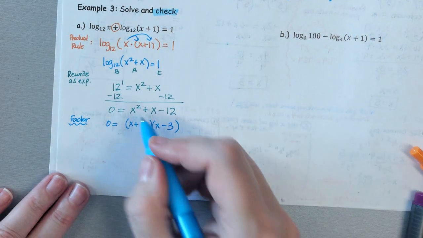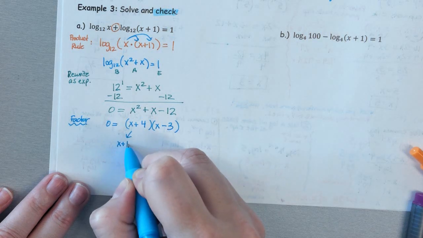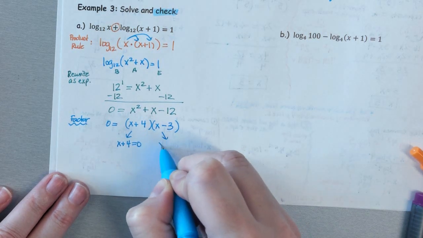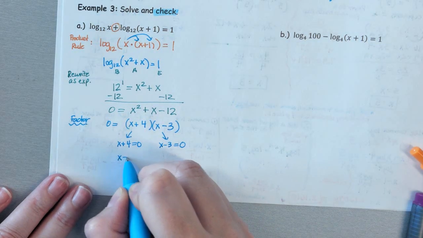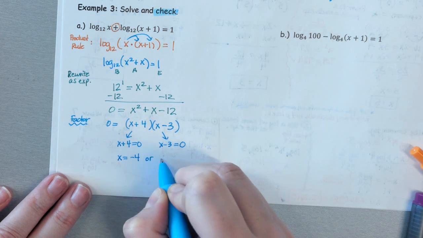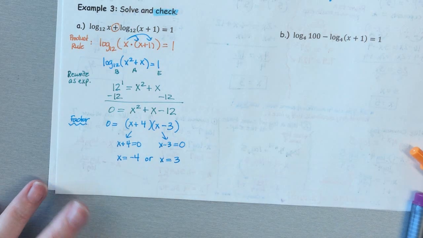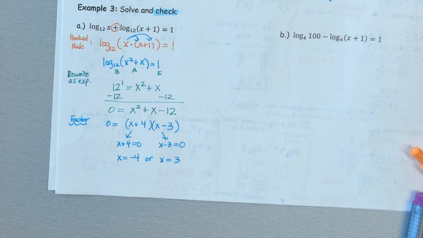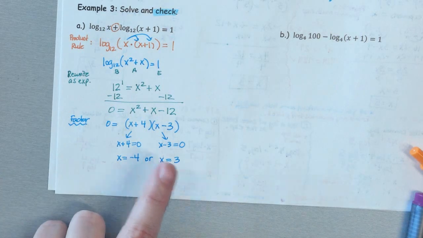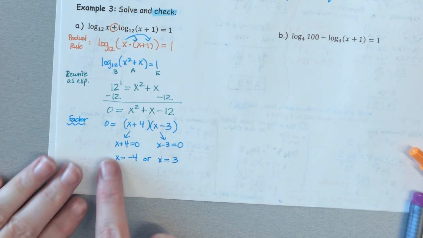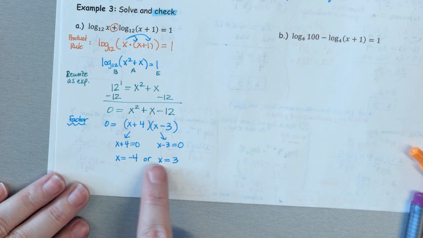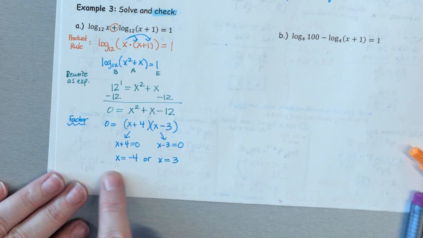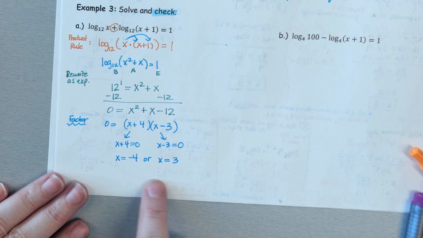And then remember how we solve this? We have to set each one equal to 0. So then you have two possible answers. You have x equals negative 4 or x equals 3. Remember, this is all stuff we did in chapter 2, right? And we always wrote these with an or, and that's because we didn't know what x was. There were two possibilities, right? Both of these would work if you plug them back in here.